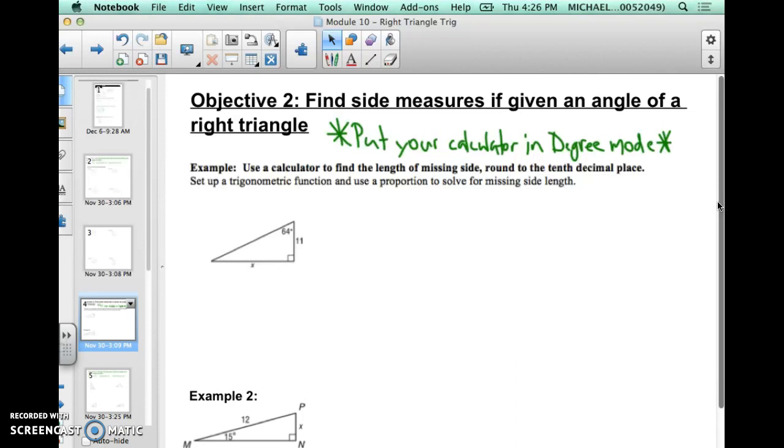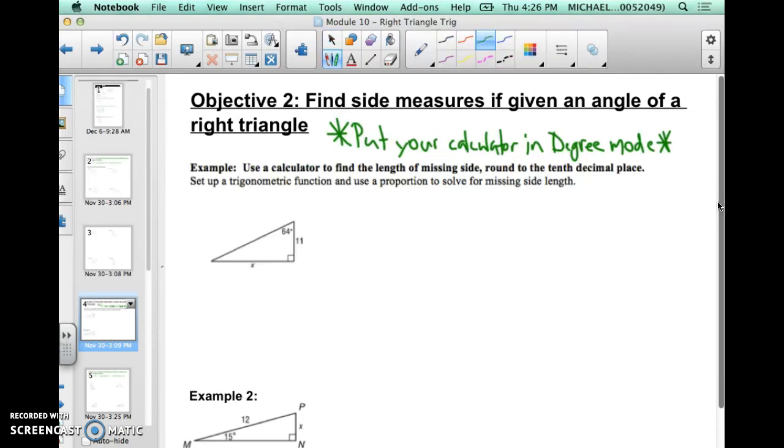That will be a clue if you're not getting the right answer, or the answers I'm getting: you should probably check to make sure it is in degree mode. We need to do that because we have degrees. The angle in question in my first example is 64 degrees, and that tells me to put it in degree mode.